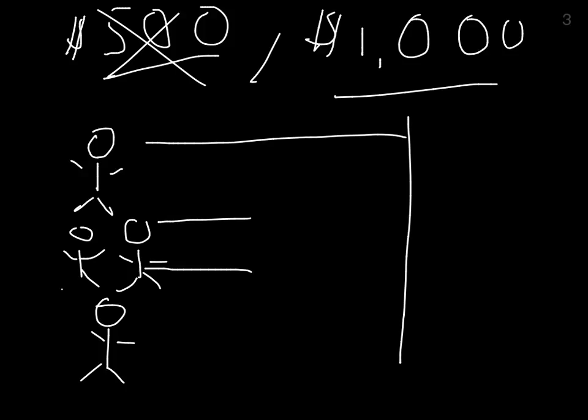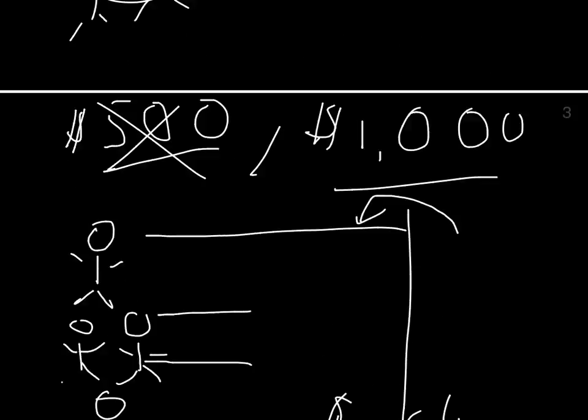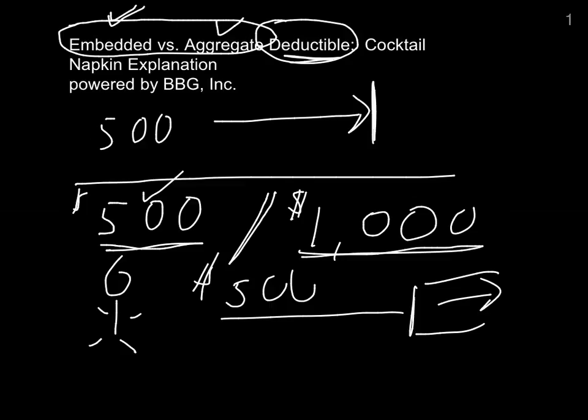The carrier is never going to step in and pay, or the employer in the event of shared funding is not going to step in and pay, unless you get to that $1,000. So even if it's one person, you do not have any of that internal stop loss within your policy. That's the difference between an embedded and an aggregate deductible.